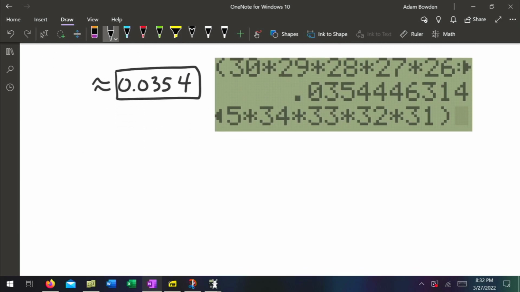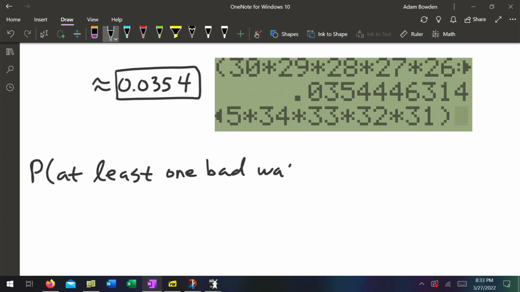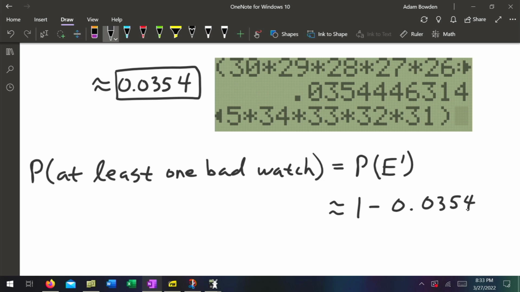So here what we're going to say is the probability that something else happens, the probability of at least choosing one bad watch, is basically the opposite of what we just did, or the complement of what we just did, E complement. So it's easy enough to do by just taking the probability we just found and subtracting it from 1. The probability of not getting all good watches is 1 minus the number, which is 0.9646 probability.